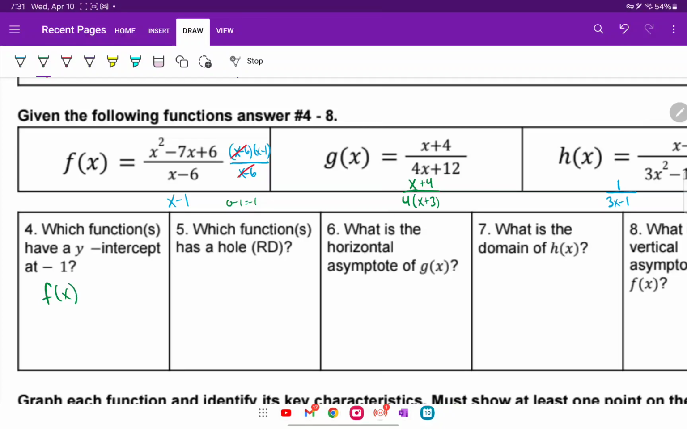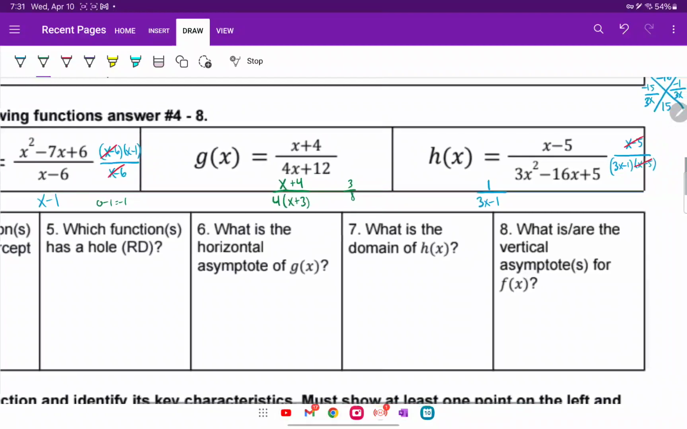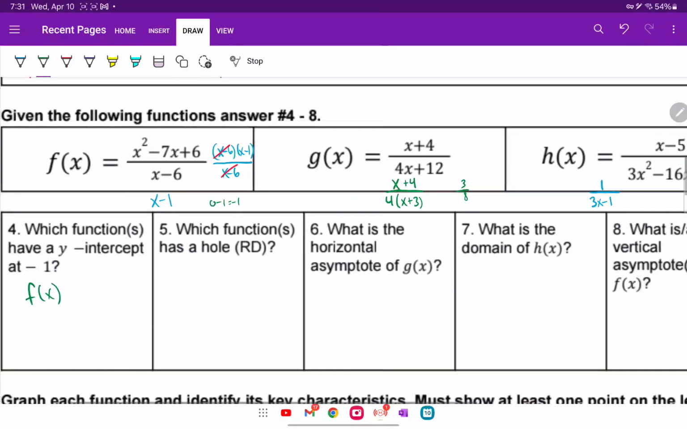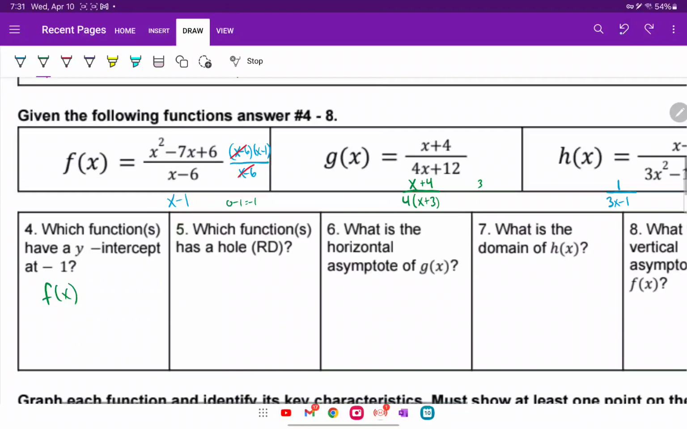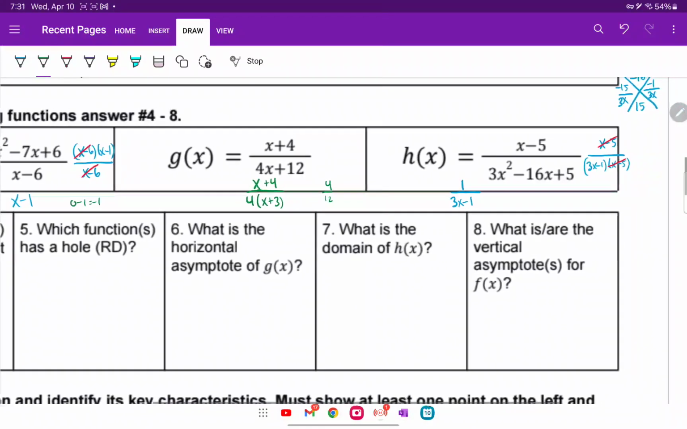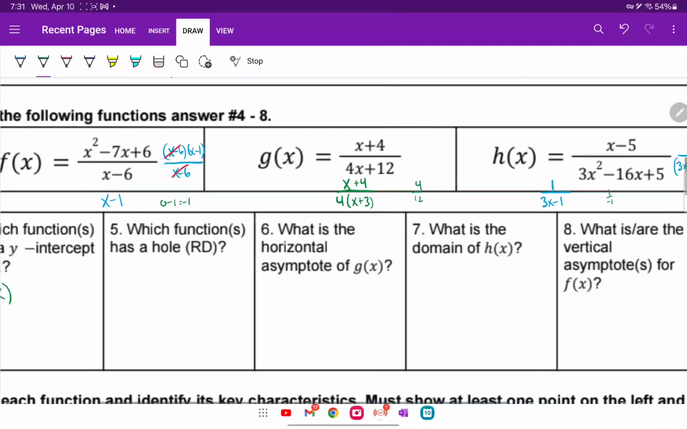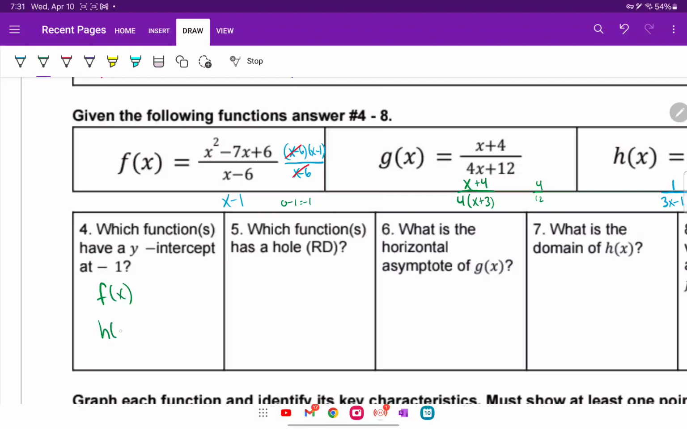So that's f of x. Here, if you plugged in a -1, you'd have 3 on the top over 8, which is not -1. And for h of x, oh, sorry, if you plug in 0, 0 plus 4 is 4, and 0 plus 3 is 3, 3 times 4 is 12. So even then, it's 1/3. That wouldn't work. Over here, if you plugged in 0, 1 over -1, which would be -1. So this one works as well, which is h of x. So f of x and h of x both have y-intercepts at -1.